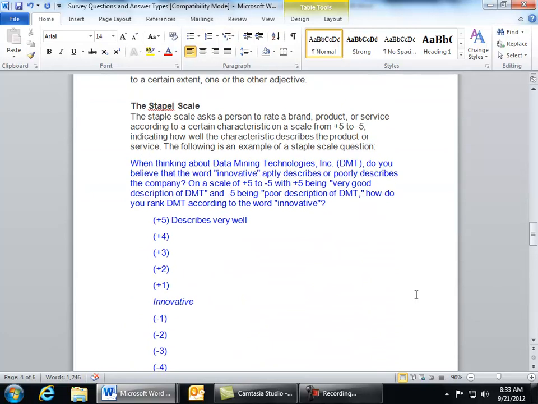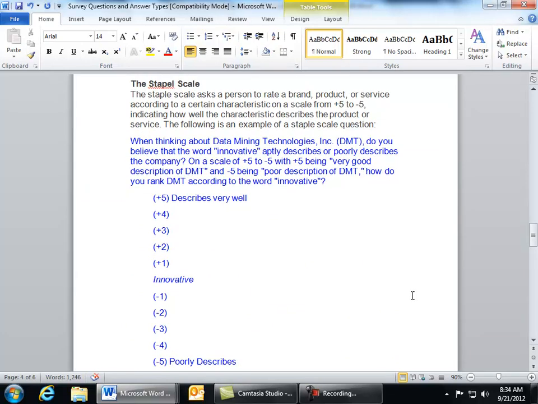The Staple Scale. Wow, let me fix that right now. The Staple Scale asks a person to rate a brand, product, or service according to a certain characteristic on a scale from +5 to -5, indicating how well the characteristic describes the product or service. The following is an example of a staple scale question.